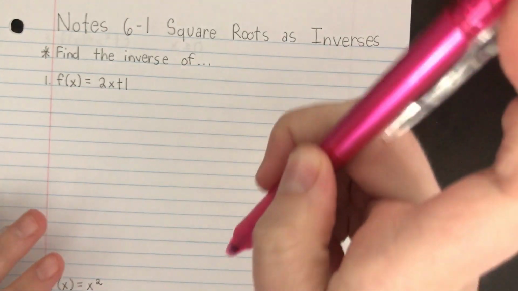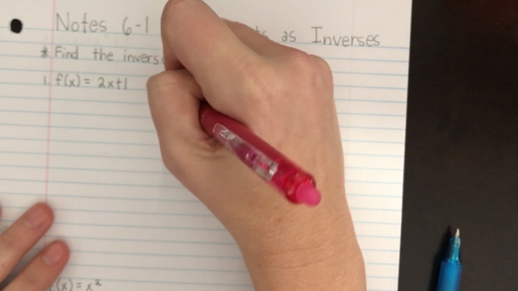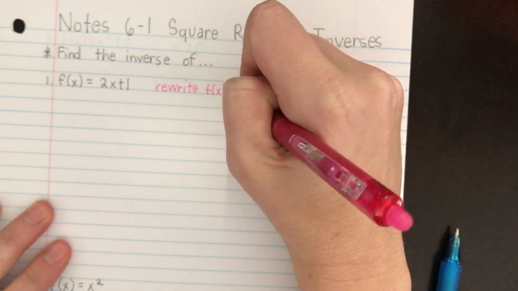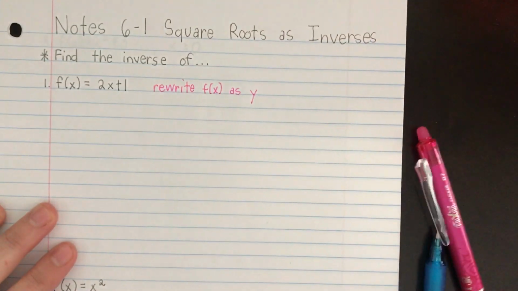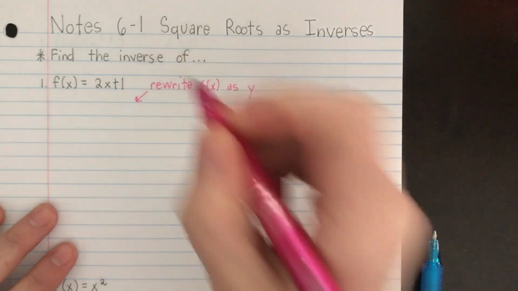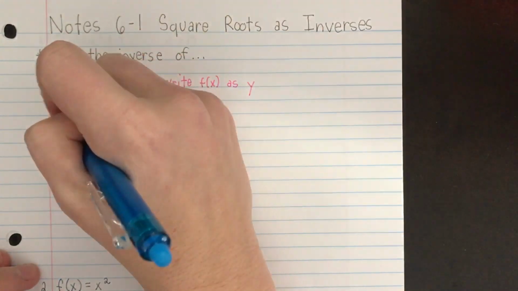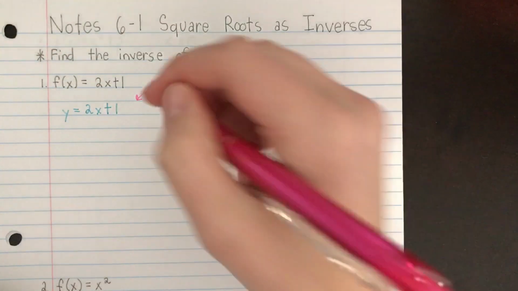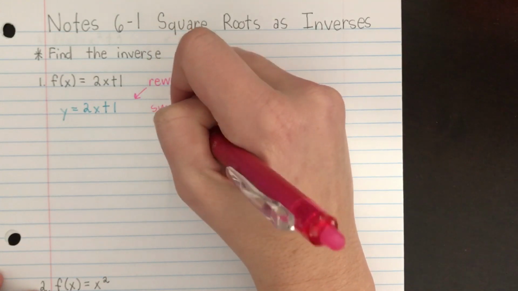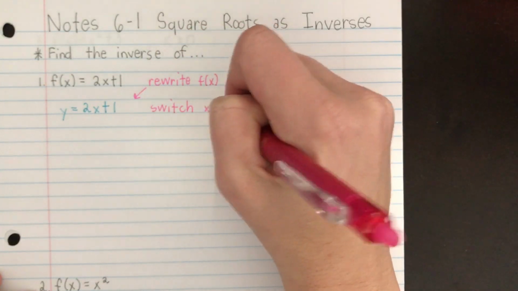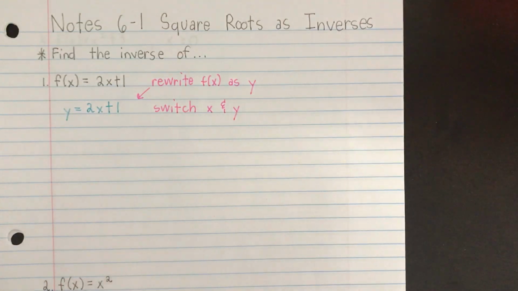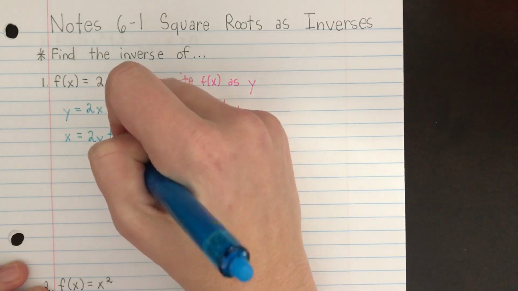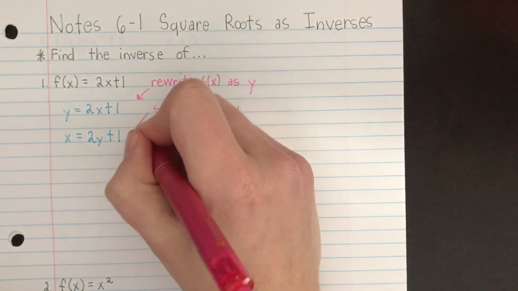Your first step is to rewrite f of x as y. So y equals 2x plus 1. And then you're going to switch x and y. Hopefully you're remembering this. So x equals 2y plus 1. Okay, that was this step.